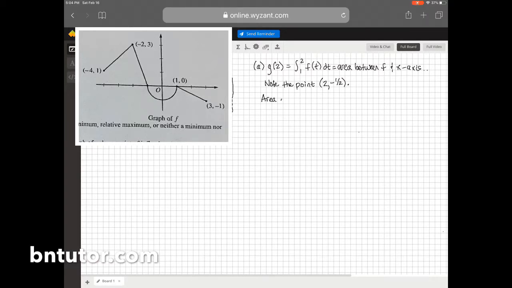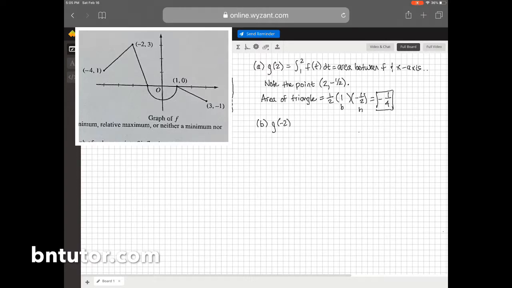And so we see that the geometric shape here is a triangle below the x-axis. Since the area of a triangle is 1/2 times the base times the height, we have a base of 1, a height of -1/2 below the x-axis, so the answer is -1/4.